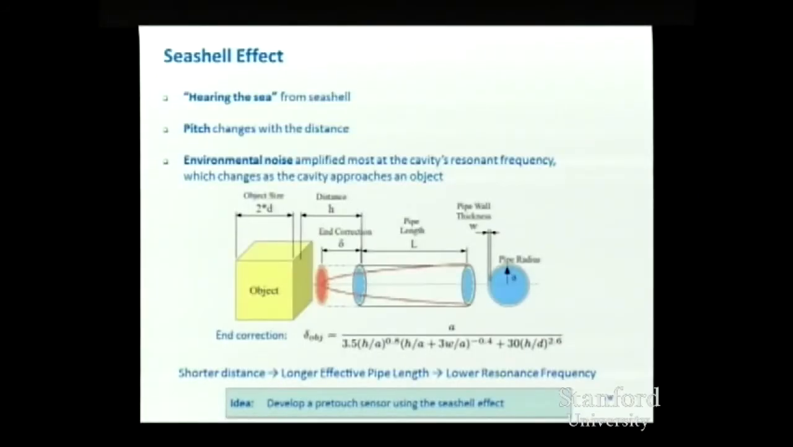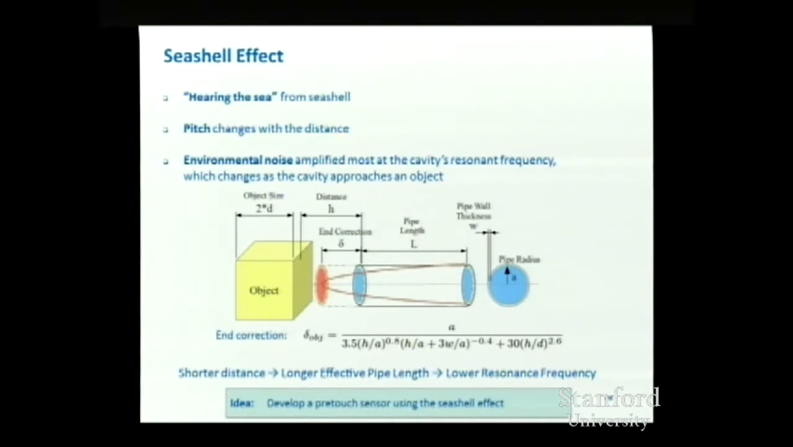So I call this seashell effect pre-touch. And here the idea is when you take a seashell and put it up to your ear, you hear the sound of the sea. Of course, that's not really the sea. What it is, is that the cavity has properties. It filters the ambient sound in the room. And as you get it closer and further from your head, the properties of that filter change. So we're going to do the same thing. We take a pipe instead of a seashell, put a microphone in it. And as that pipe approaches an object, the way the pipe filters the sound in the room changes.